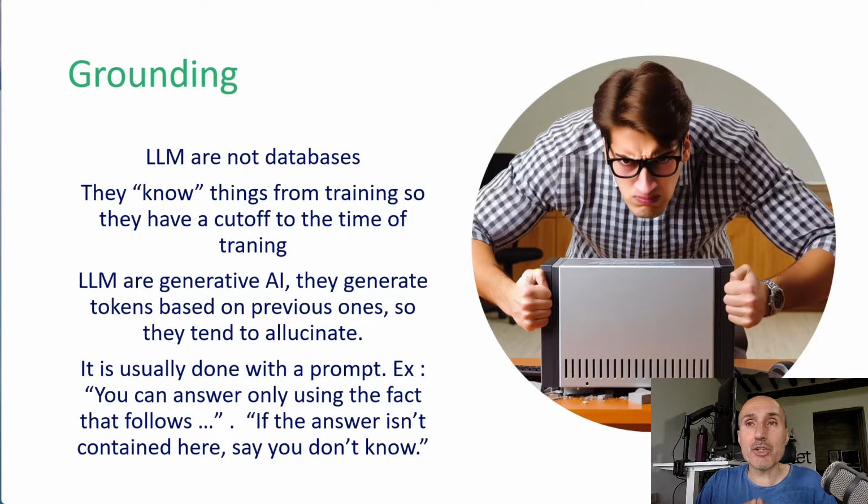Because large language models are generative AI models, they tend to simply generate the next token based on the previous one, so they tend to hallucinate. So if you pose a question, the large language model can answer by generating something that isn't factual.